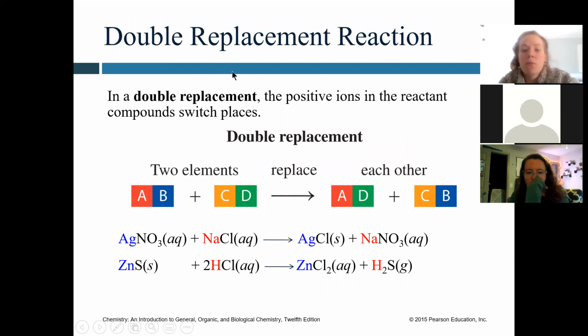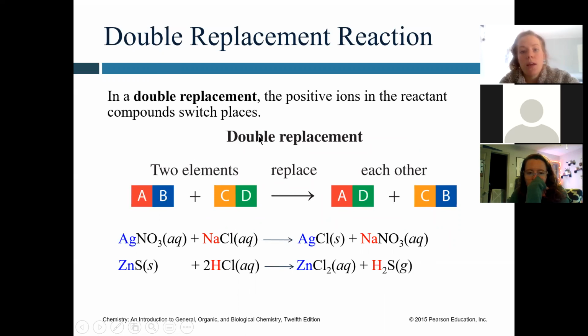Then we have double replacement or double displacement reactions. This is where we have one couple here and we have another couple here, and they're going to swap partners. But they're going to do it by still honoring metal, non-metal interactions. So A is the metal in this situation, B is the non-metal. We're not going to have the metal from one go with the metal from the second. We're going to have the metal from the first one go with the non-metal from the second, and vice versa. The metal from the second is going to go with the non-metal from the first.